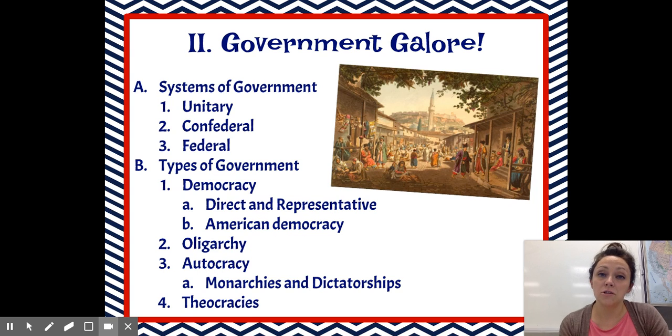For example, the national government is the only government that can coin money. Okay, you can imagine how crazy that would be if each state got to have their own money. The state governments have the right to set requirements for teachers whenever they get their teaching certificate. Both of our governments can tax, so that's one of those overlapping powers.